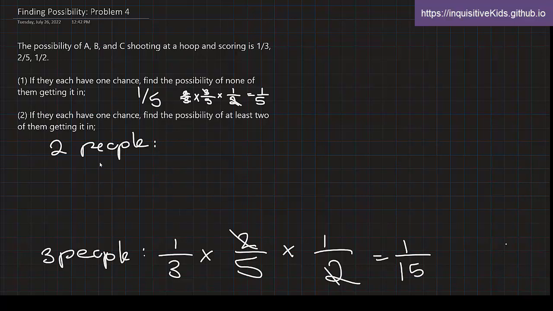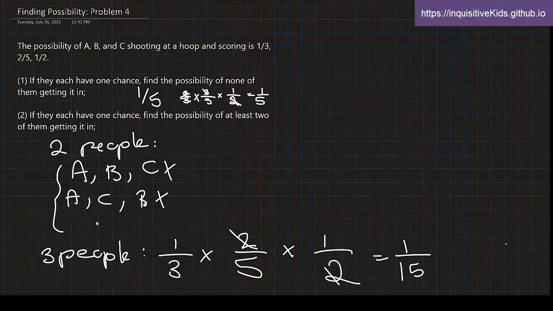If we have 2 people, let's think about the three different possibilities. We can have A getting it in, B getting it in, but C failing to do it. Or we could have A getting it in, C getting it in, but B failing to do it. Or we can have C getting it in, B getting it in, but A not being able to do it. So let's look at the possibility for all of these things.